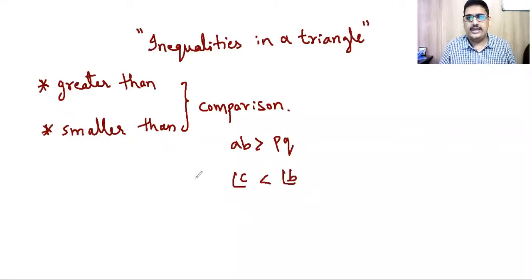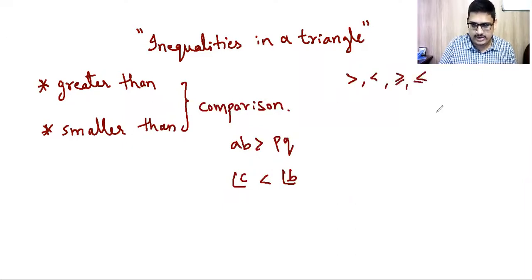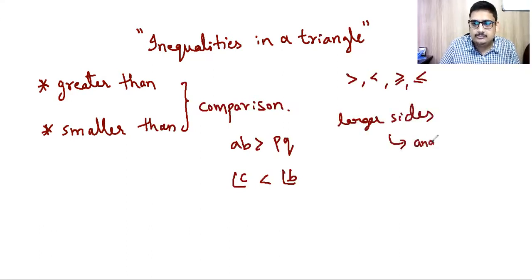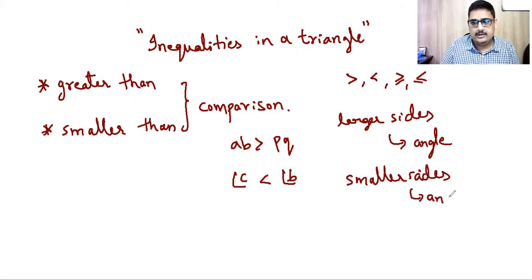So we are talking in these terms. These are called inequalities: greater than, less than, greater than or equal to, less than or equal to. These are all called inequalities. Here you have to make comparisons. That means we have to compare the larger side with angles, and the smaller side with angles again. For this you have a theorem.